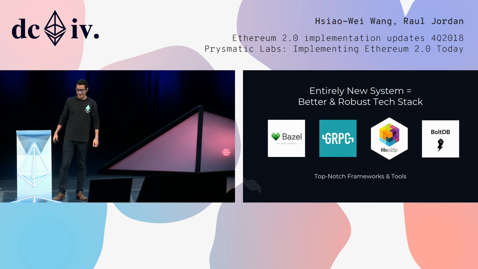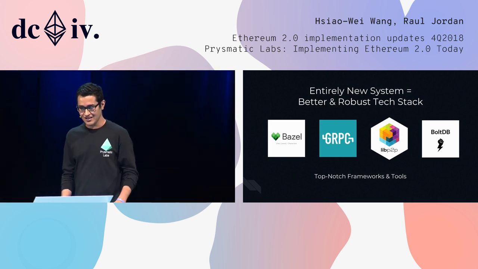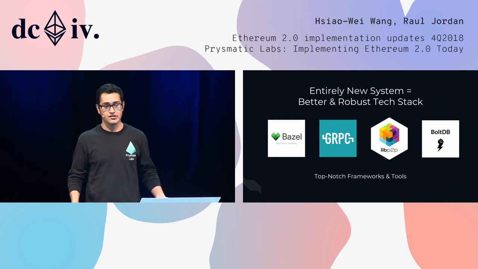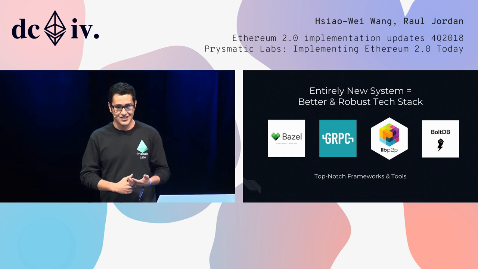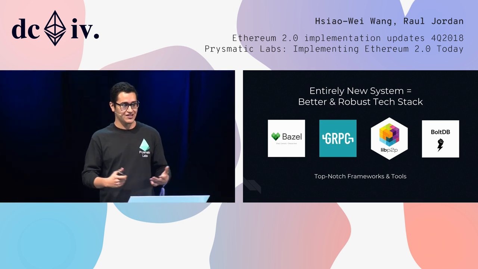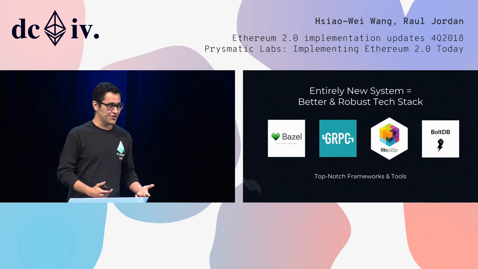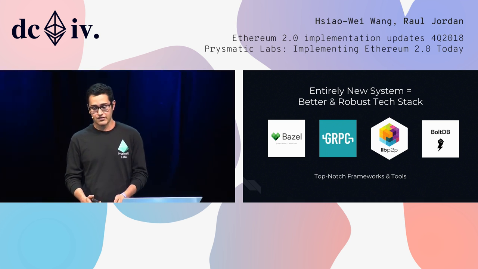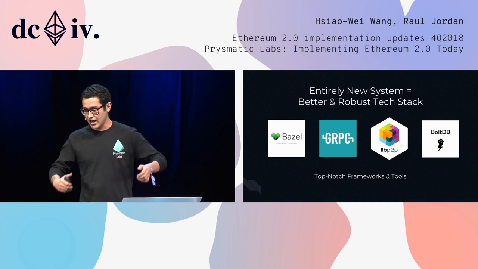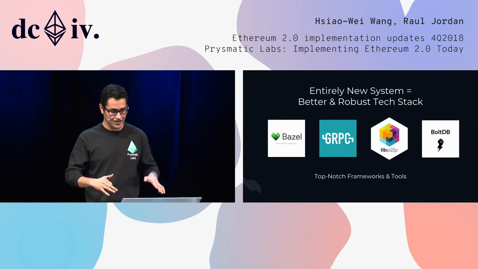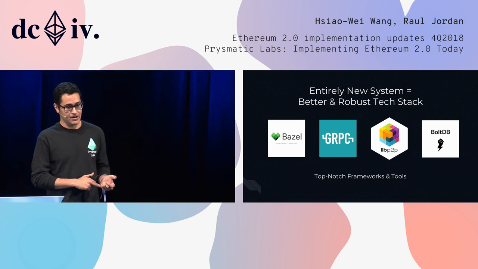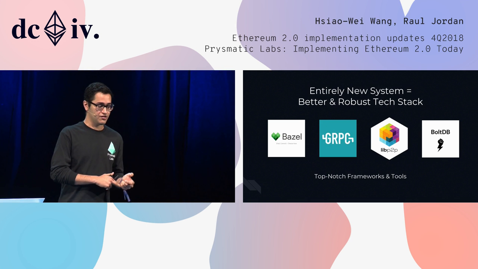Cool. So what does it mean to create an entirely new system? It means that we have the opportunity to make better and more robust design choices. So in that sense, Ethereum, as Vitalik puts it, was kind of a scrappy attempt to build a world computer, and ETH 2.0 will actually be the world computer. So under this set of constraints, we have to consider how the underlying tech stack will improve efficiency and reduce as much overhead as possible so that we can maximize the throughput that we get from the system as well as the usability.